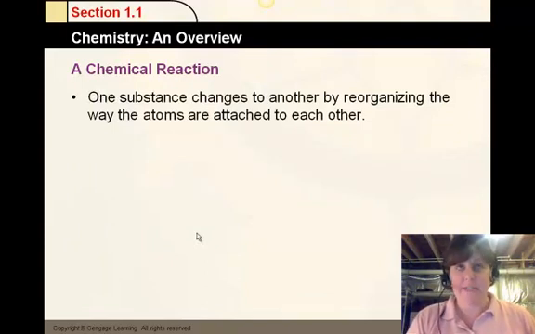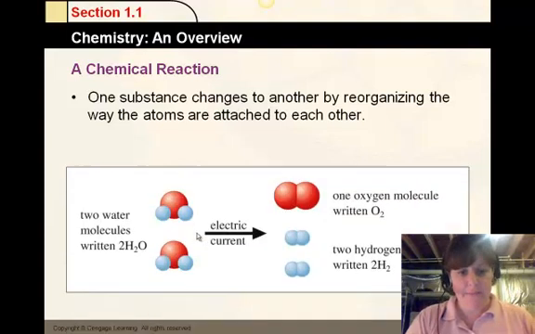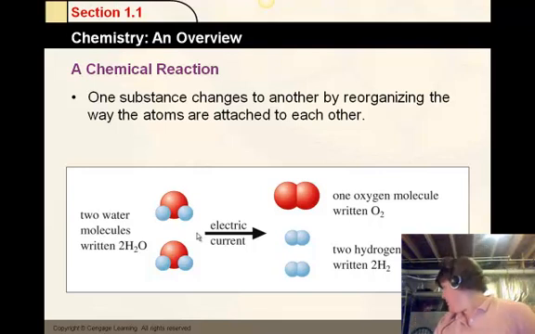Chemical reactions. Now we're going to spend a lot of time in the future chapters on this. It's just an overview. One substance changes into another by reorganizing the way atoms are attached to each other. And of course we can balance equations and make sure that the number of atoms of one element are the same in the reactants and the products. So here we have this particular reaction we did at Parents' Weekend of Intro Chem, where I took water and broke it up into oxygen and hydrogen. And you can see in the picture there are 2 hydrogen molecules being produced and 1 oxygen being produced.